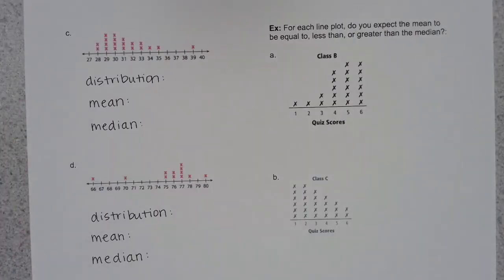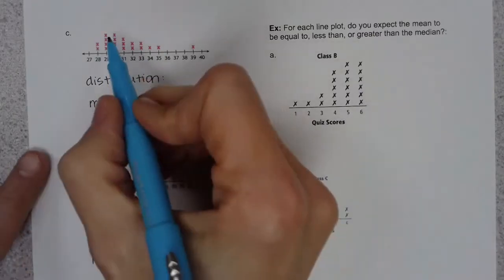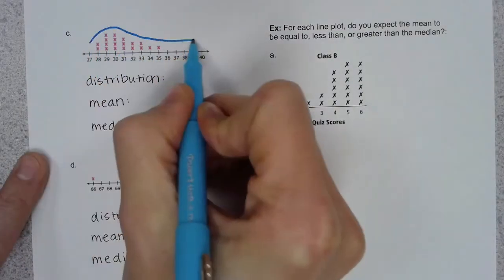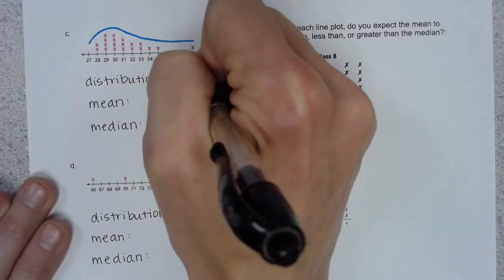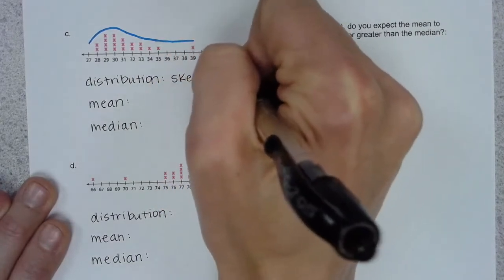Alright, and so for these last 2 examples, for C and for D, we're going to do the same thing. So on C, it looks like all the data are piled up on the left-hand side of the graph and they're kind of stretched out to the right. So remember from your notes from the previous page, that means that the data is skewed to the right.